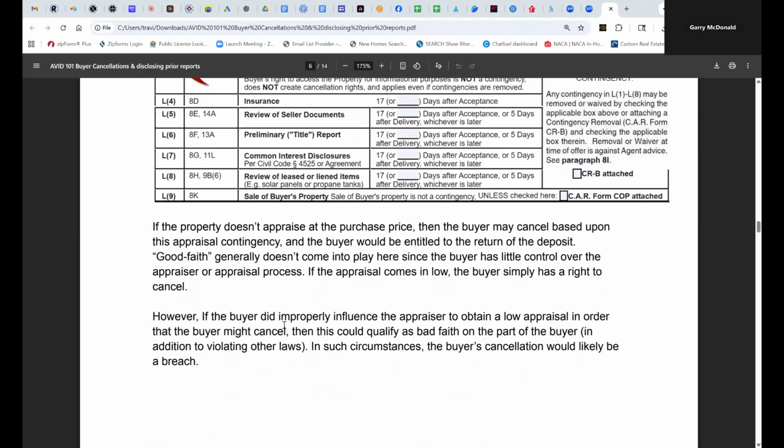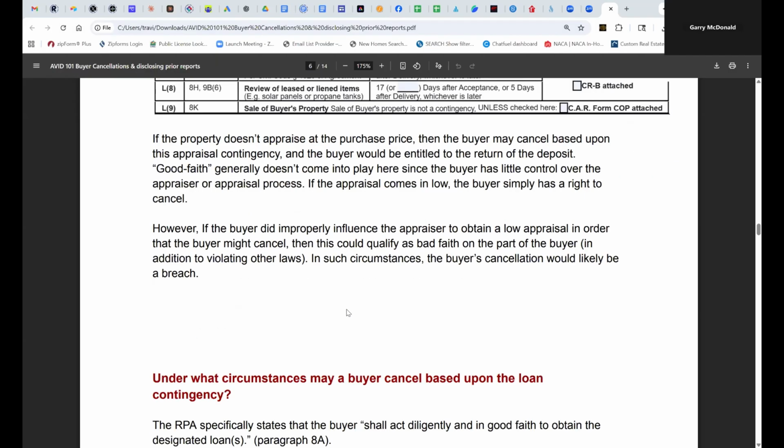However, if the buyer did improperly influence the appraiser to obtain a low appraisal in order that the buyer might cancel, this would qualify as bad faith on the part of the buyer, as well as violating some other laws. In such circumstances, the buyer's cancellation will likely be a breach.